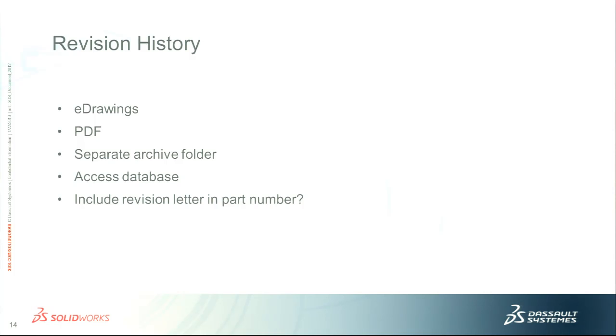So, okay, to get back to, do you want to have your revision letter in the part number or not? The advantage is that every part number with a revision in it, you're not going to get them confused because it'll say A or B or C at the end of it. The disadvantage is now every time I create a revision, I've created a new part number. So depending on your system that you're working with, your MRP system, that may be more or less difficult. So, okay, revision history.